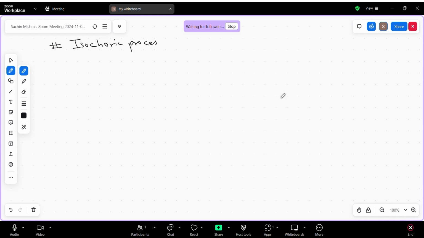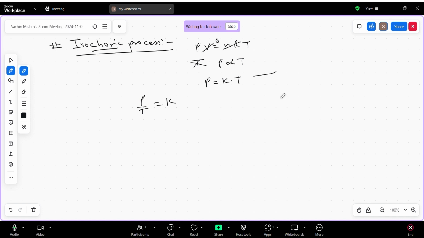Isochoric process means volume will be constant here. Since volume is constant, from PV equal to nRT, with nR assumed constant and volume also constant, we get P proportional to T. Either we can write P equal to K into T. We can further modify it like this: P by T equal to constant. If you want to draw the curve, we can draw the P versus T curve, a straight line passing through the origin.